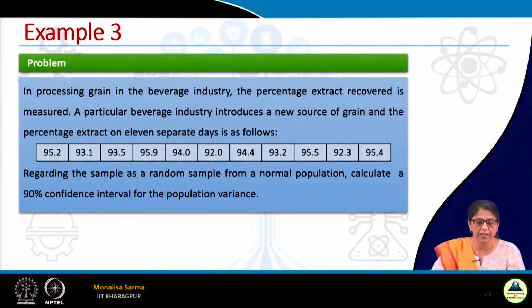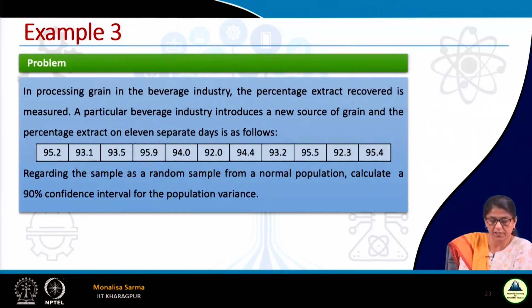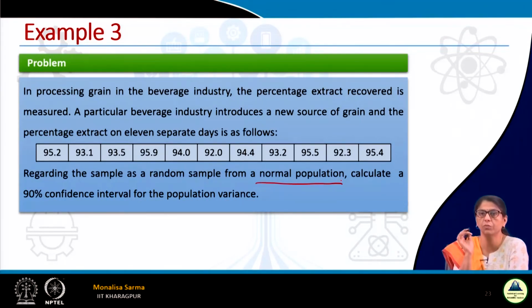In processing grain in the beverage industry, the percentage extract recovered is measured. A particular beverage industry introduced a new source of grain, and the percentage extract on 11 separate days is as follows. This is the sample we have taken. Regarding the sample as a random sample from a normal population (of course the population has to be normal), calculate a 90% confidence interval for the population variance.